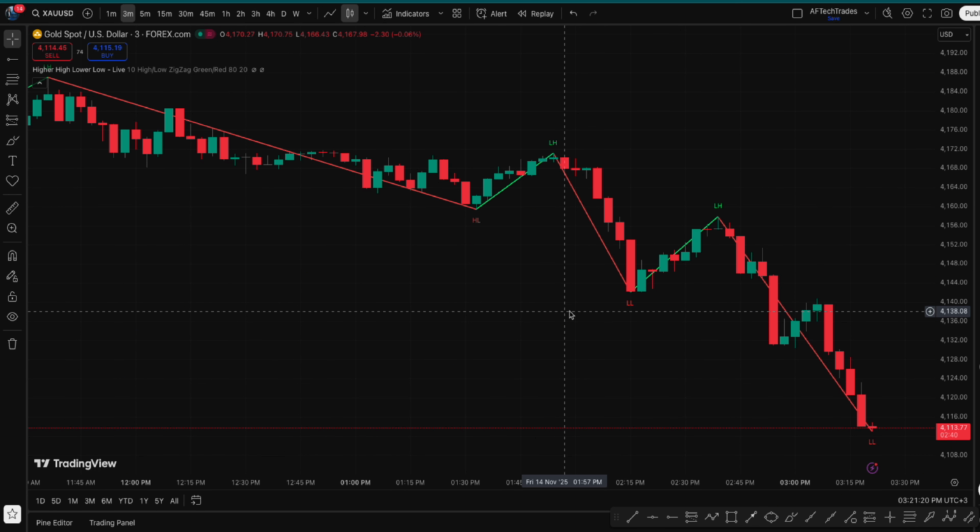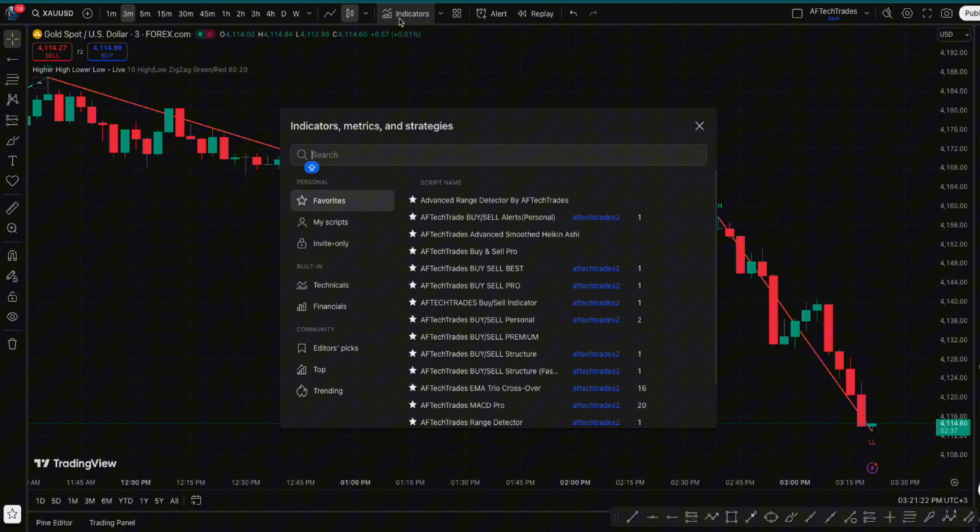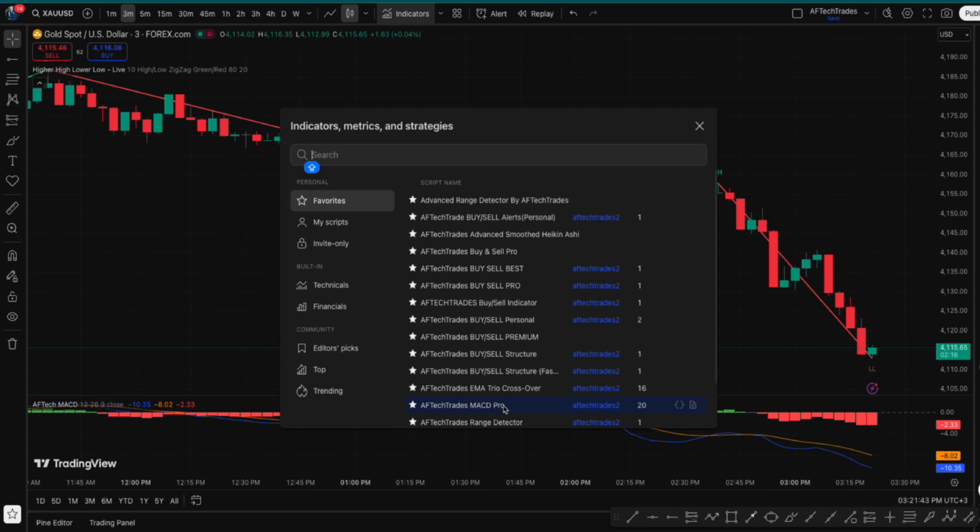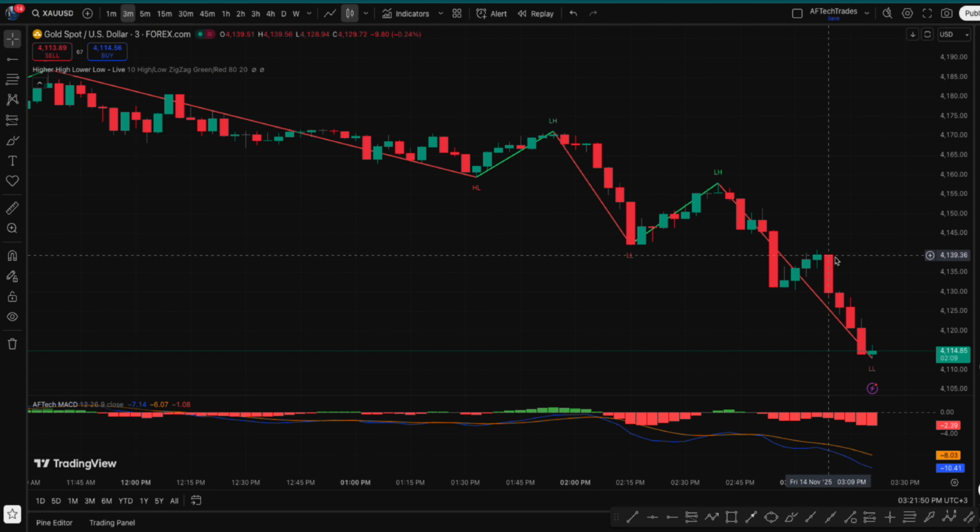So to add your MACD indicator, you just go to your indicators. Remember, we have our personalized MACD indicator, which, if you need it, you have to go to our Telegram channel. The link is there. Just go to our Telegram channel, click on our pinned messages there. Then you see the MACD indicator. Once you click the link, it will ask you to add it to your favorite. You add it to your favorite, right? So here is the MACD indicator.